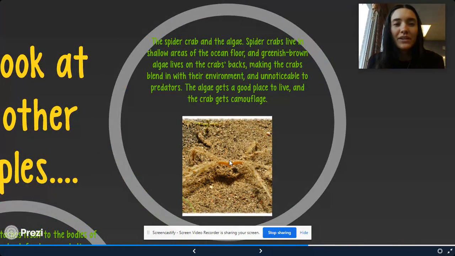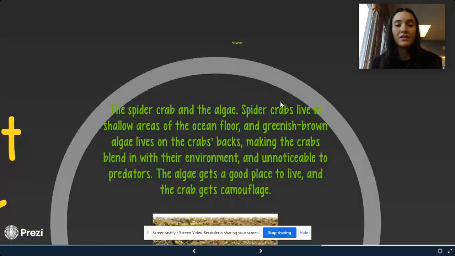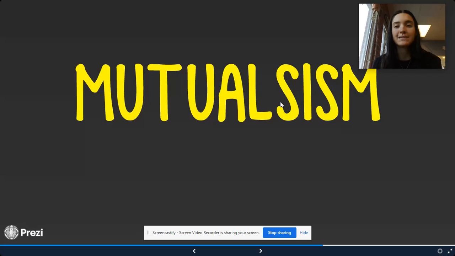The next one, the spider crab and the algae. Spider crabs live in shallow areas of the ocean floor, and greenish-brown algae lives on the crabs' backs, making the crabs blend in with their environment and unnoticeable to the predators. The algae get a good place to live, and the crab gets camouflage. So we can see from this last sentence, the algae gets a good place to live, and the crab gets camouflage, which protects it. So this would be mutualism because both the algae and the crab are benefited. Mutualism.